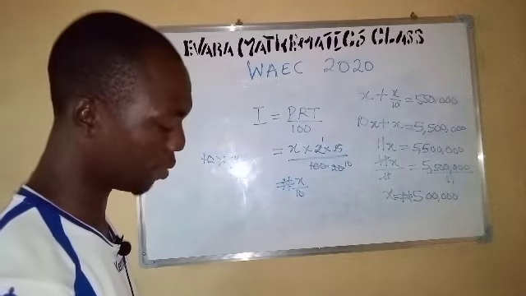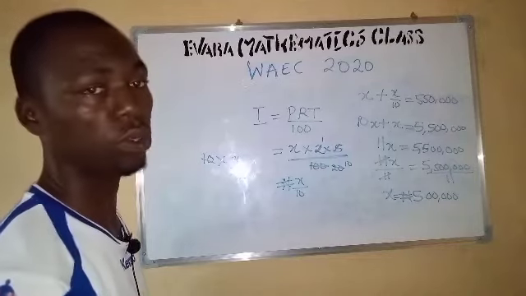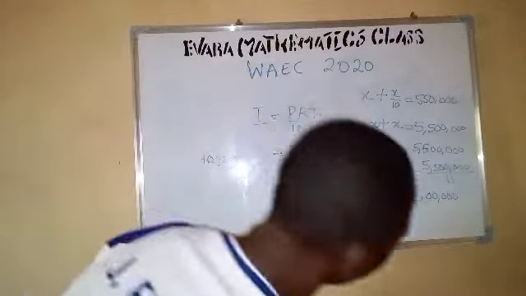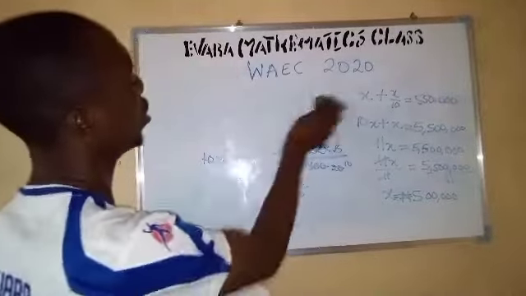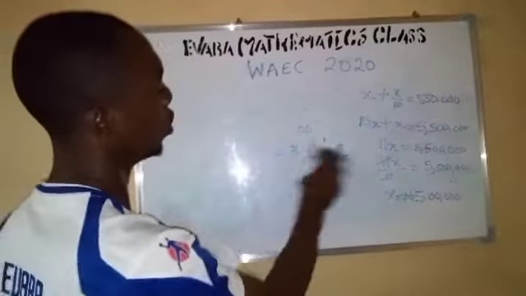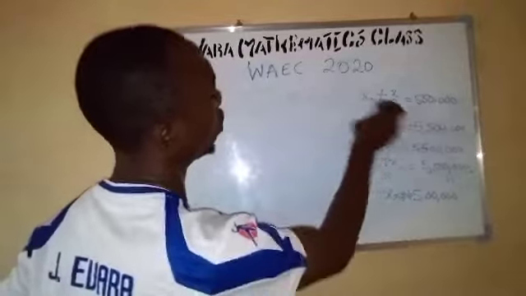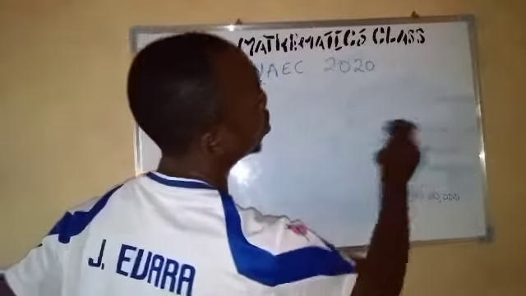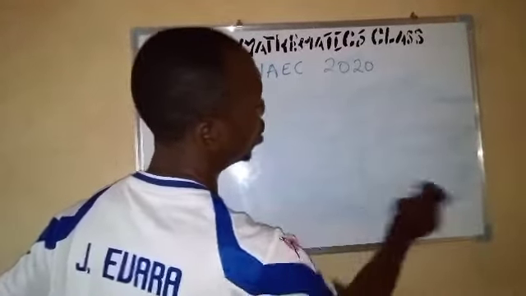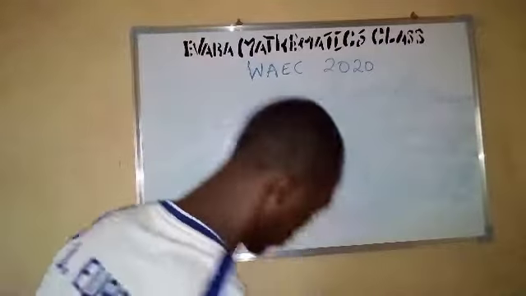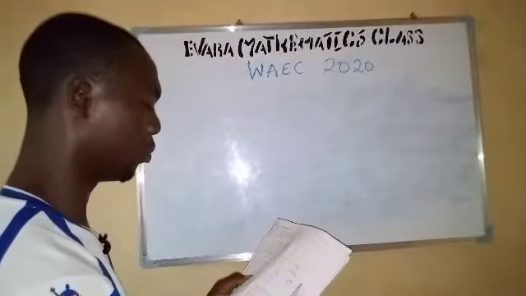So with this, we are going to take another question. That is question number 8. Then from the next lesson, we'll continue from number 9. This is on surds. A question on surds.